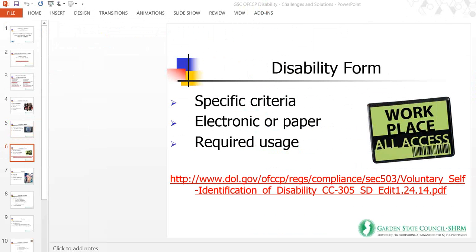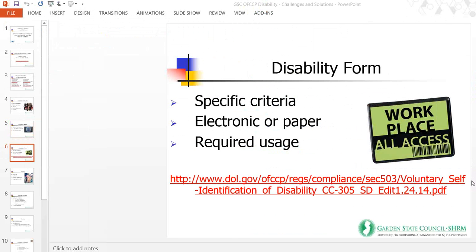And they'll do it in one of 3 ways. There are 3 boxes. Either, yes, I have a disability, no, I don't, or I don't wish to answer, which of course means they could have a disability, but they don't want to fess up. And this is also the place where they insert their name and the date. It's interesting that it asks for their name, but it doesn't necessarily ask for a signature. But I didn't write the form.